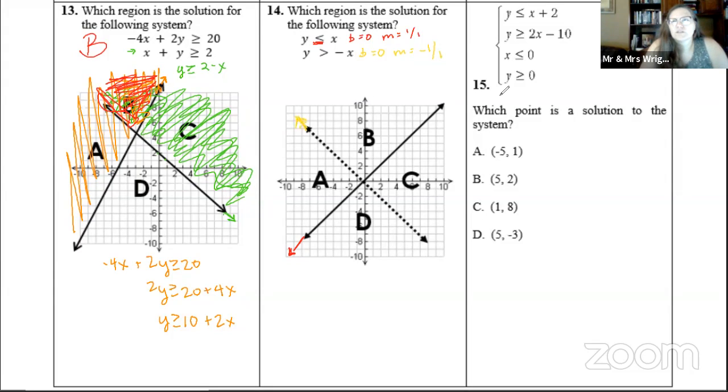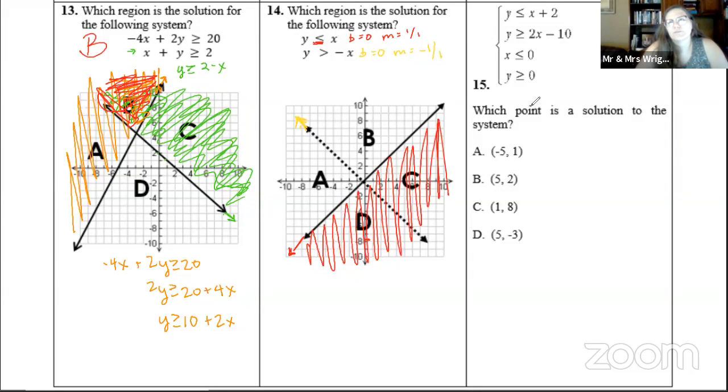Okay, so let's look back at this red one. Y is less than or equal to the solid line. Where is y less than it? Well, it's less than down here because -8 is going to be less than 0. So this is the side that's going to be shaded for the red equation.